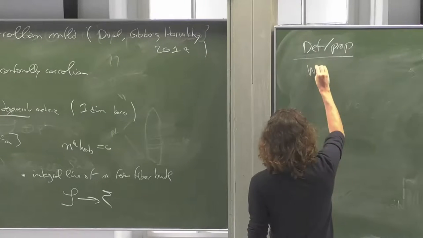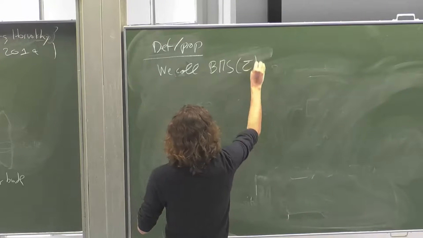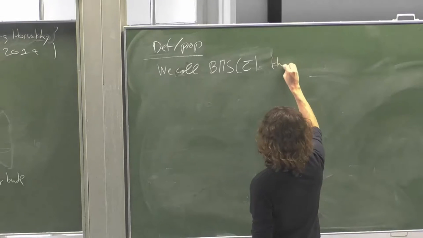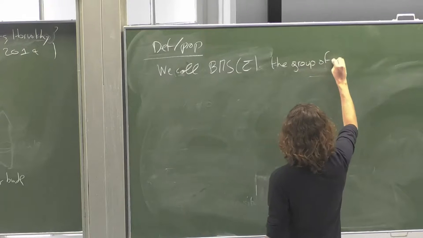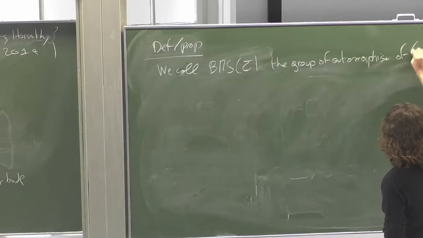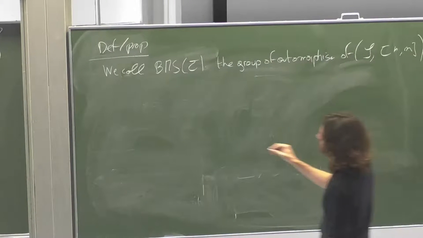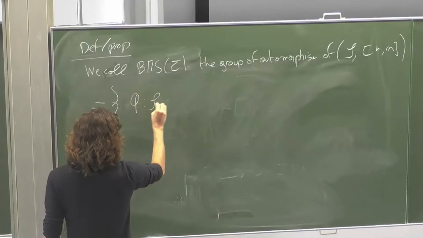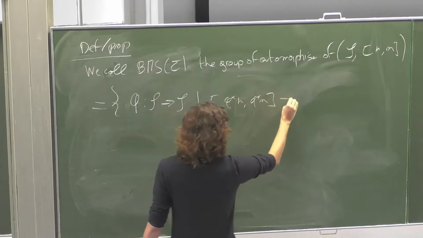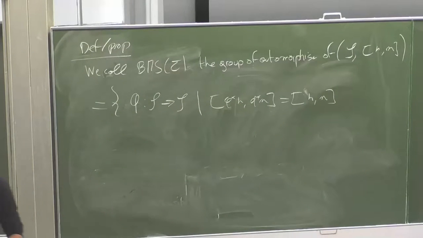Now, we call BMS of Sigma, remember that Sigma is a conformal manifold, the group of automorphisms of this structure. By which we mean the space of diffeomorphisms phi of Scri to Scri, such that phi star of h and phi star of N are compatible with h and N. Okay, so you have this structure and you look for automorphisms, very clear.